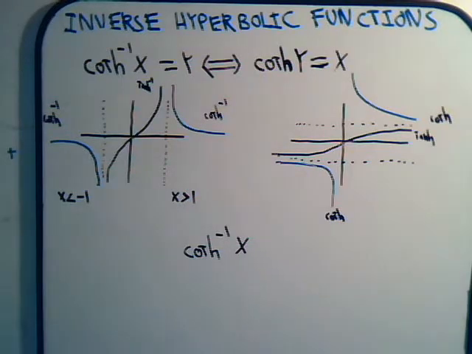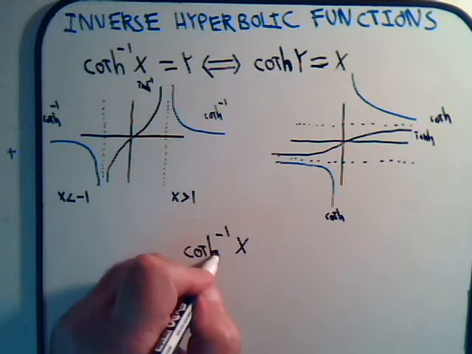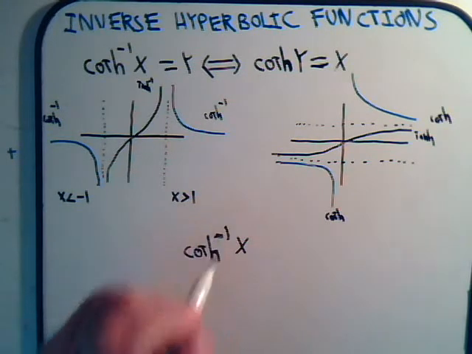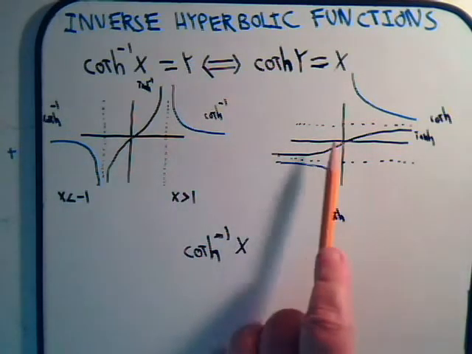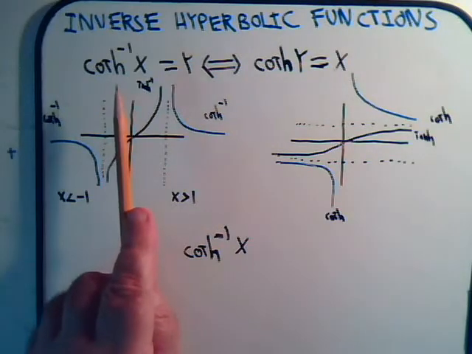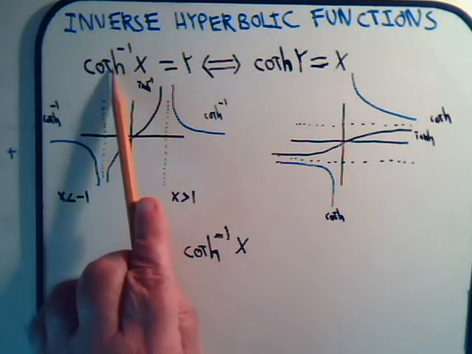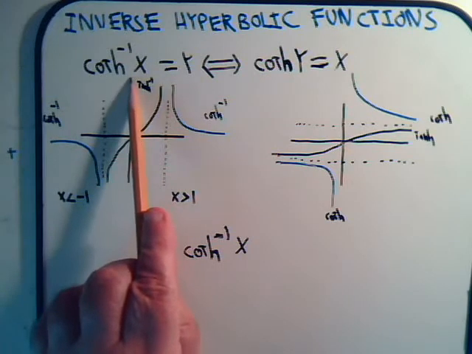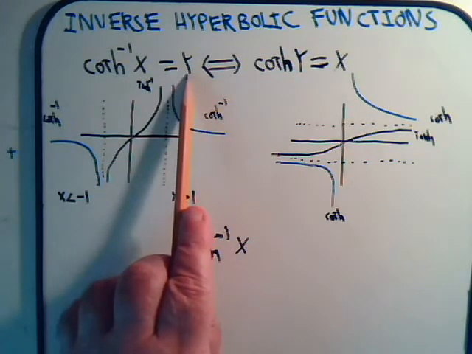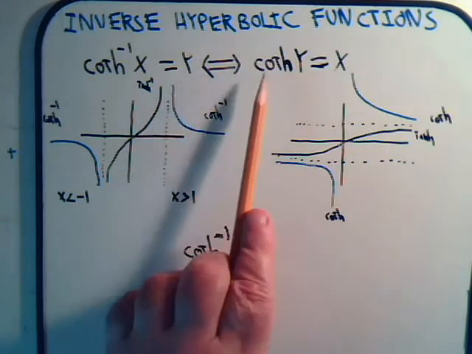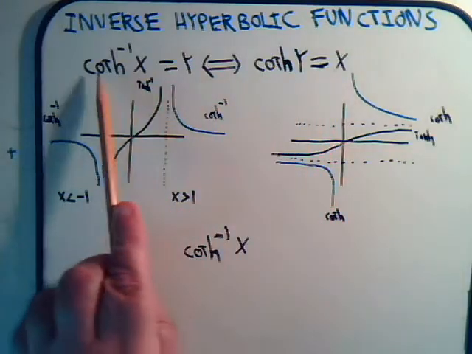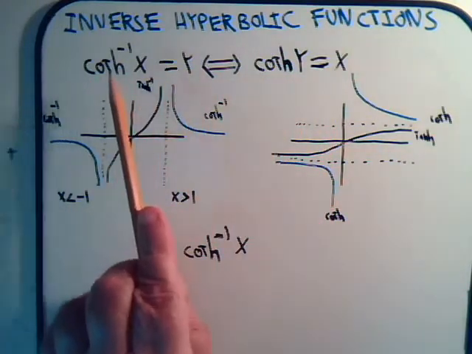Okay, in this video, we want to derive a logarithmic expression for the inverse hyperbolic cotangent of x. Before we do that, we'll talk about these curves in a second, but remember how we have this set up. If the inverse hyperbolic cotangent of x equals y, that's the same thing as saying that the hyperbolic cotangent of y equals x. These are two equivalent expressions.